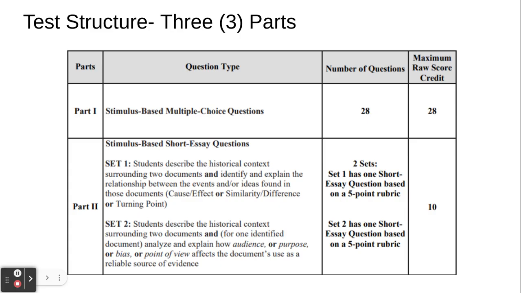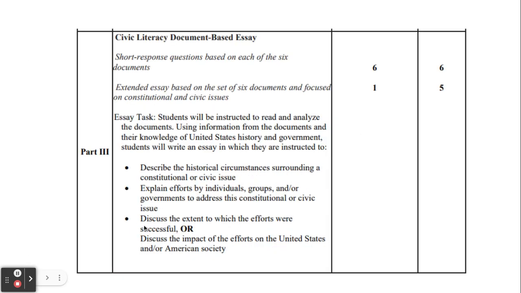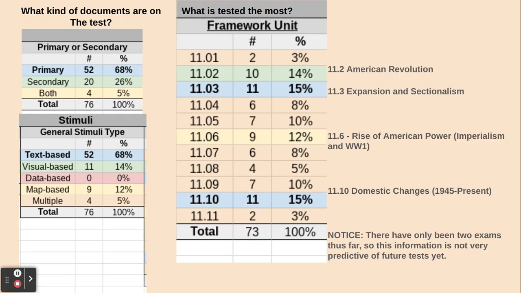The Regents is broken into three parts. The multiple choice is worth 28 points. There are two short essays. Each is worth 5 points for a total of 10 points. And then part three is the civic literacy essay. It has 6 short answer questions and then the essay. The essay will actually determine where you start on the scoring rubric, but we'll save that for another period. So there's 3 parts to this essay.